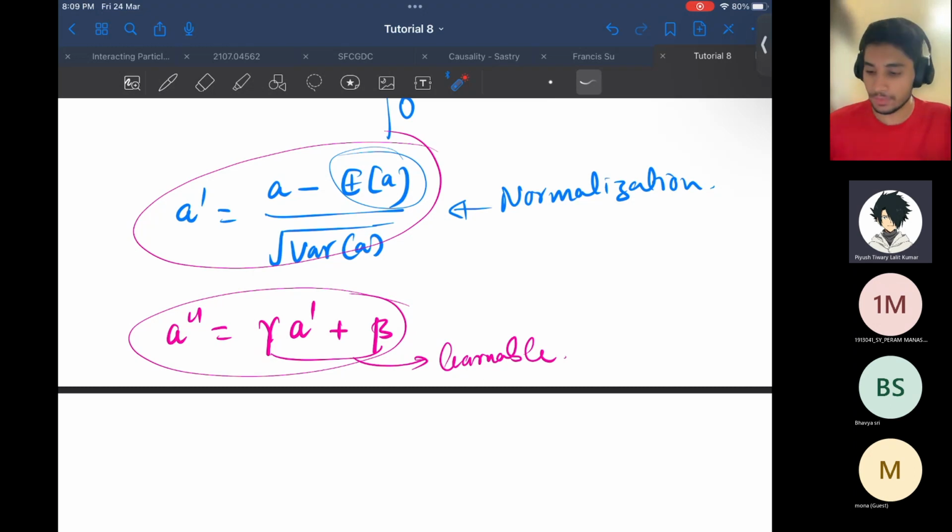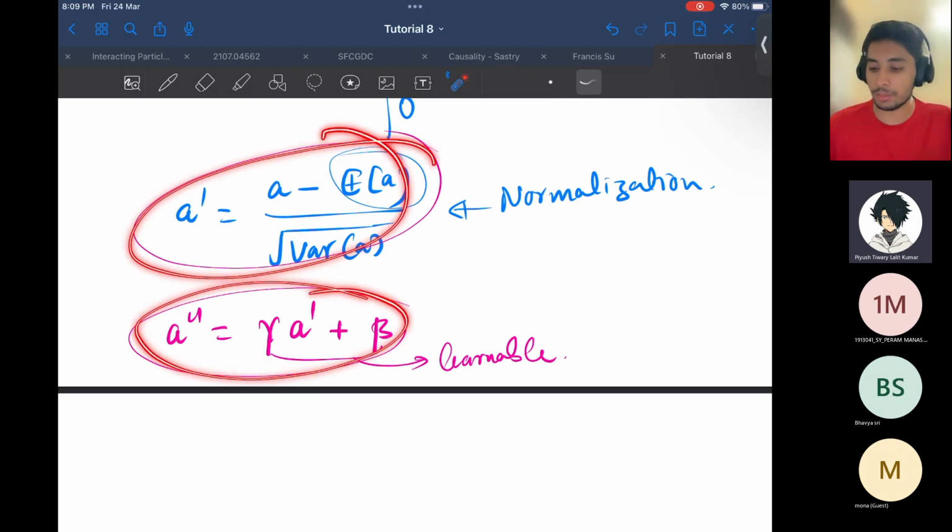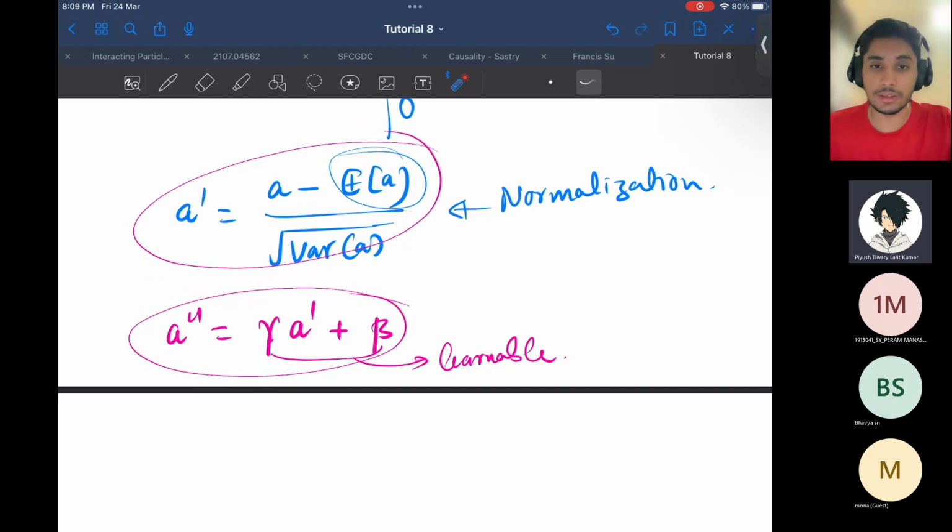That is what we are seeing. So first normalize it, then unnormalize it. However, leave it to the network on how to unnormalize it. This is what we are seeing. Okay, is this clear? This is what batch normalization broadly is.